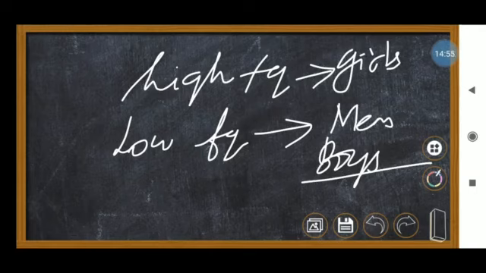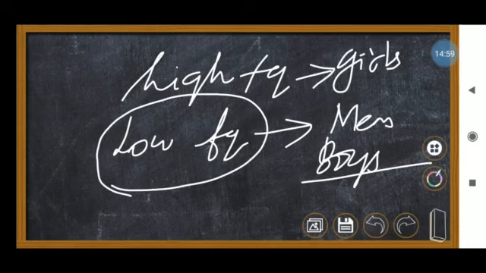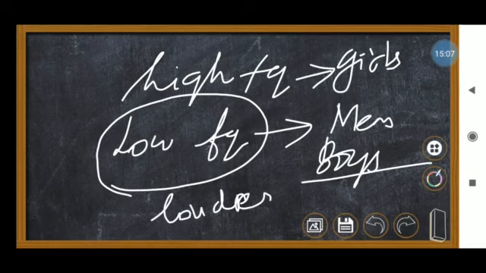And you know one thing, men produce low frequency, but the loudness level will be very high, the voice will be louder. Men's voice will be louder. So that thing you have to know, students.